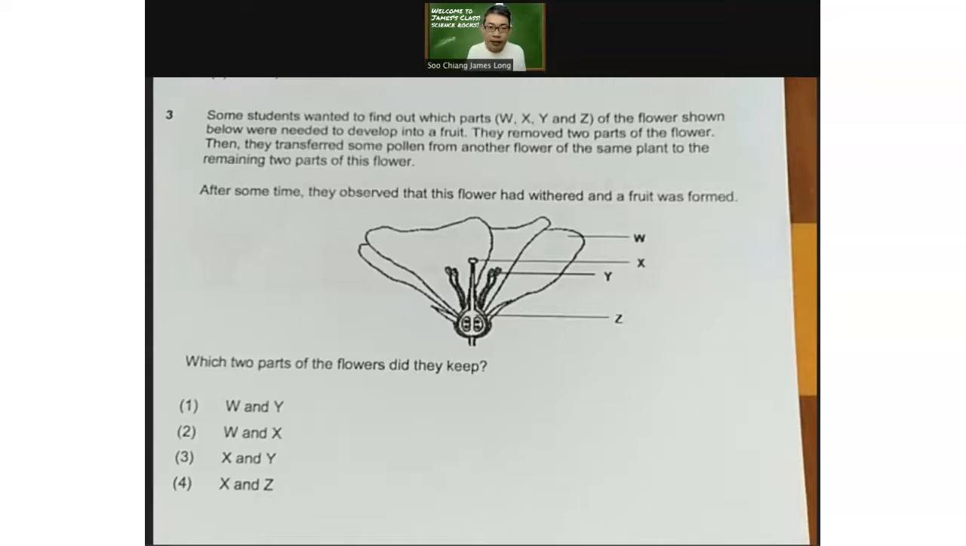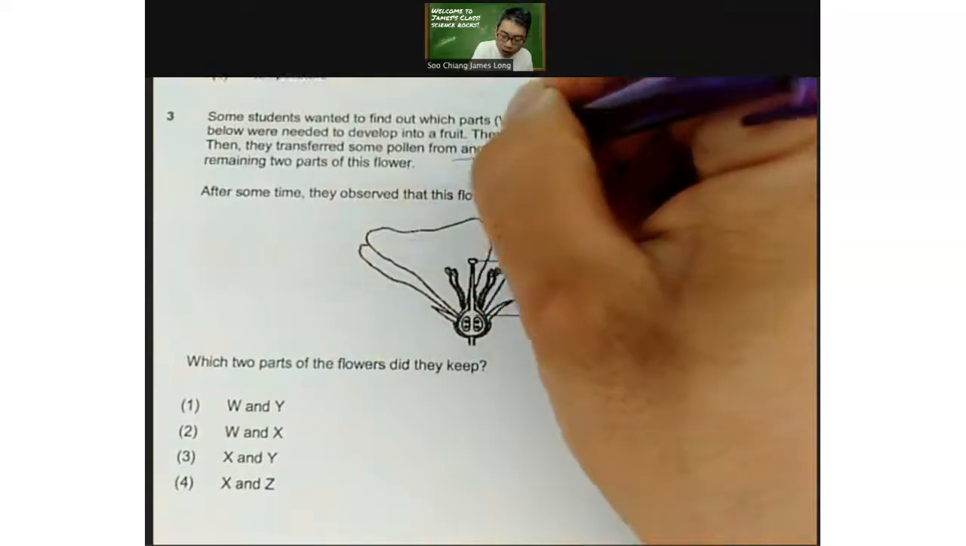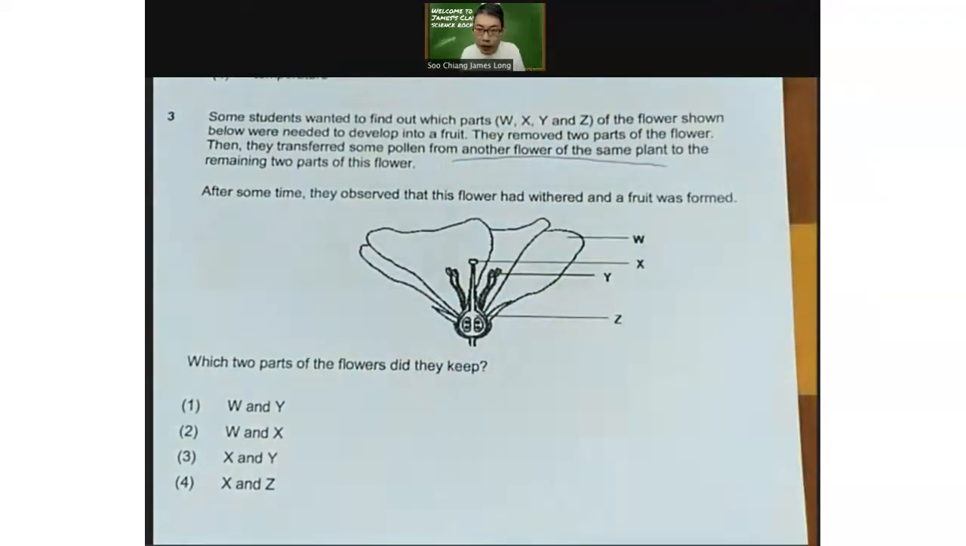Okay, let's start. Now some students wanted to find out which parts, W, X, Y, or Z of the flower shown below were needed to develop into a fruit. They removed 2 parts of the flower, then they transferred some pollen from another flower of the same plant. Okay, so same species of the same plant, right? So plants often have more than 1 flower on them. To the remaining 2 parts of the flower. So there is pollen being transferred over.